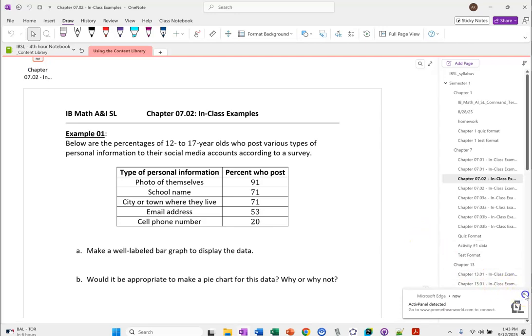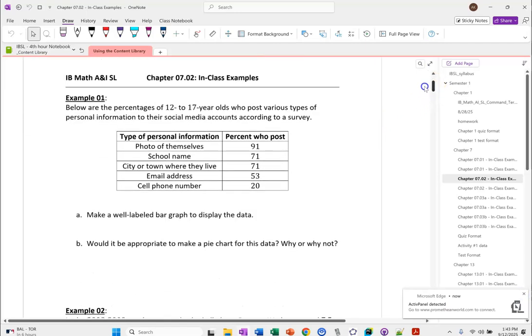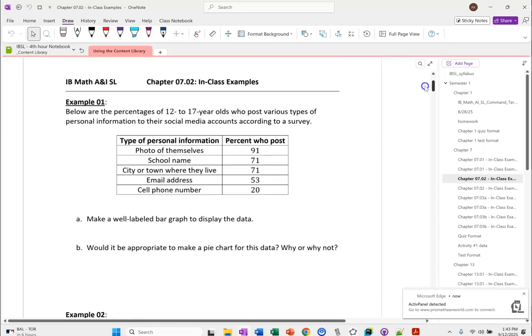Alright, so let's do some in-class examples. Again, this would be similar to the kinds of things that you might be asked to do on your quiz. So it says, below are the percentages of 12 to 17-year-olds who post various types of personal information to their social media accounts according to a survey. Make a well-labeled bar graph to display the data.